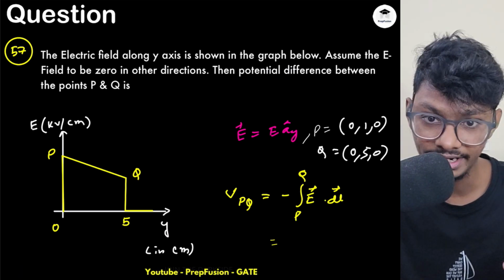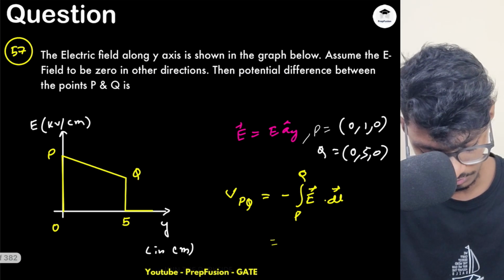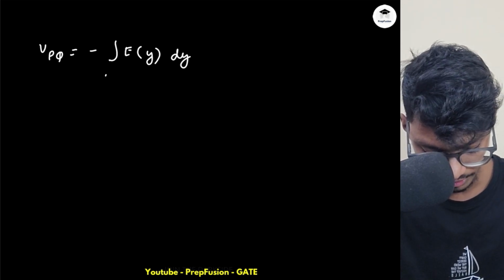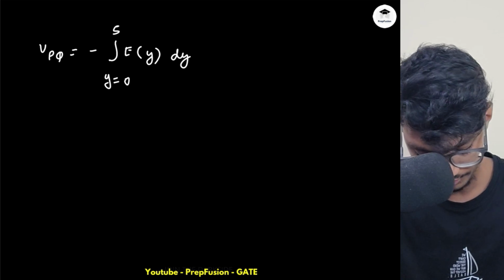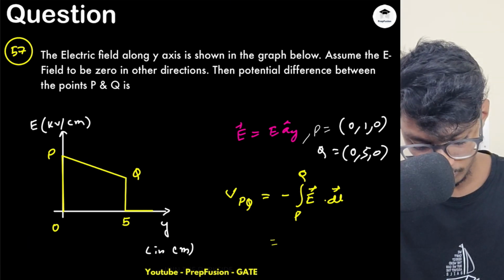Only along the y direction, dl I will break down as dx, dy, dz. Only along the y direction I will have the component that is E of y dy, with y going from 0 to 5. Okay, this is the function, right? Here we have to mention the electric field.